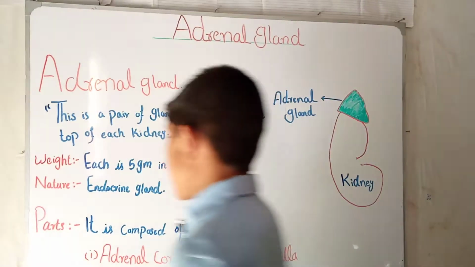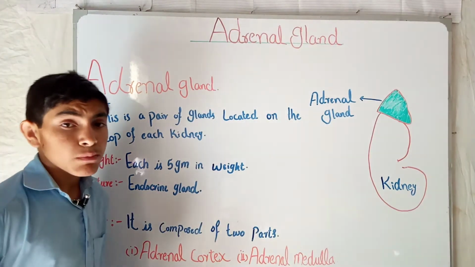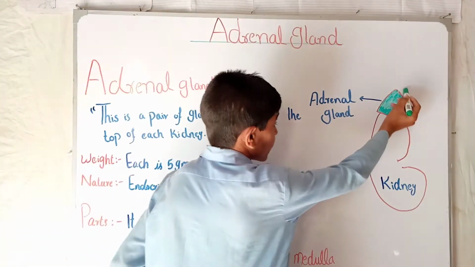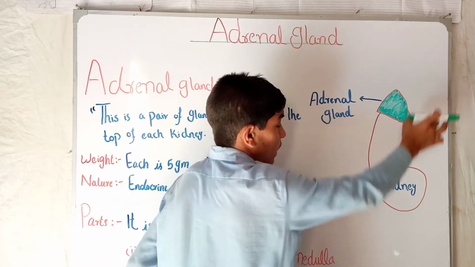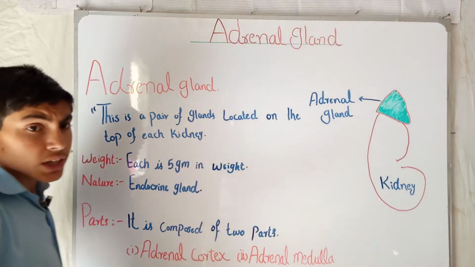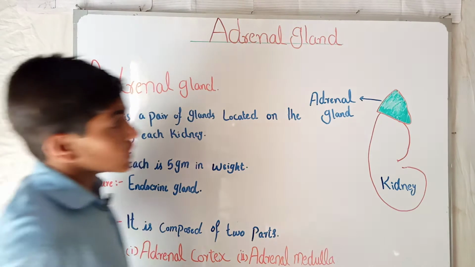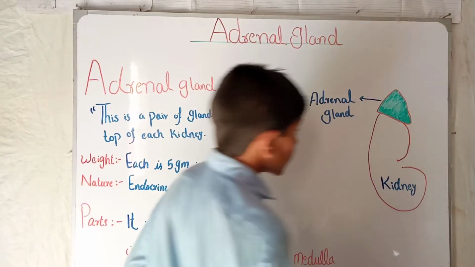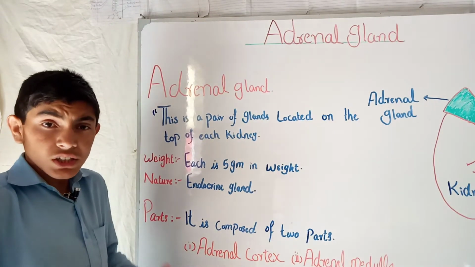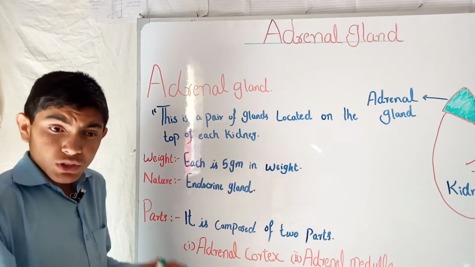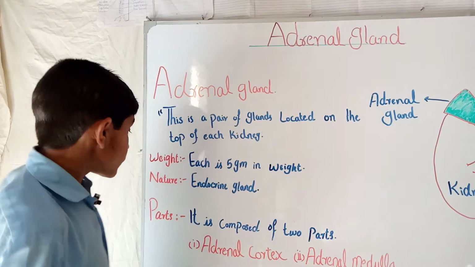If we talk about its weight, each adrenal gland is about 5 grams. One is 5, another is 5, so we can say that both adrenal glands have a weight of 10 grams. Nature: endocrine gland. These adrenal glands are endocrine because they don't have any duct to secrete their hormones. They secrete these hormones directly into the blood, which carries them to their target tissues.